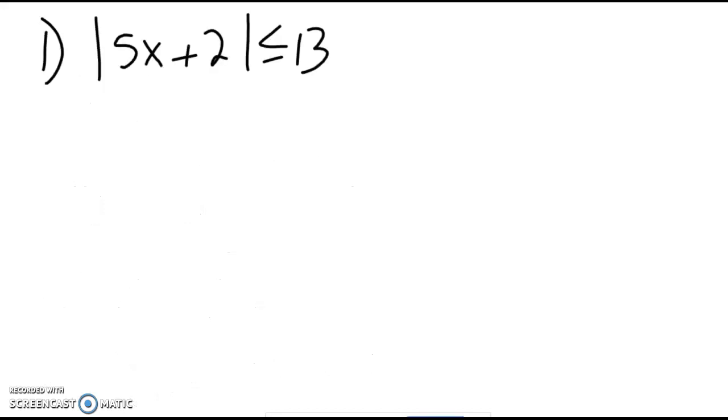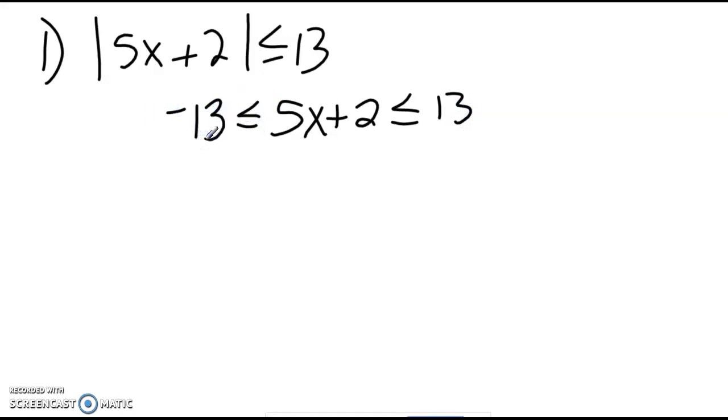Number one, the absolute value is already by itself. We've isolated it. It's less than or equal to 13, so we rewrite it as an in-between compound inequality because it's less than. That's our rule. So we write 5x plus 2 will be less than or equal to 13 and greater than or equal to negative 13. So when it's less than or equal to, we write it as an in-between. Everybody okay with that? That should be in your notes.